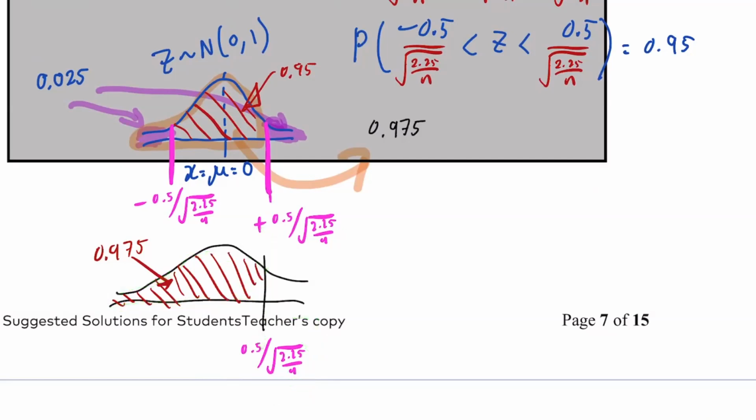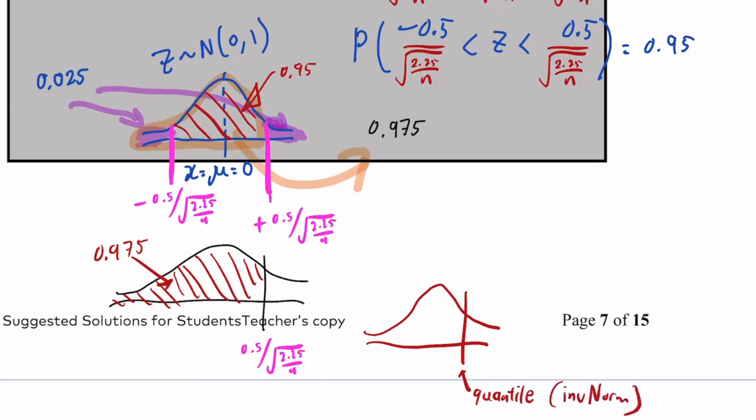Remember, inverse norm helps you to find, sorry, this, what we call the quantile value, using the inverse norm function, provided that you feed into it the following. You must feed in the mu, you must feed in the sigma, and you must feed in the area, the area being the left tail area.